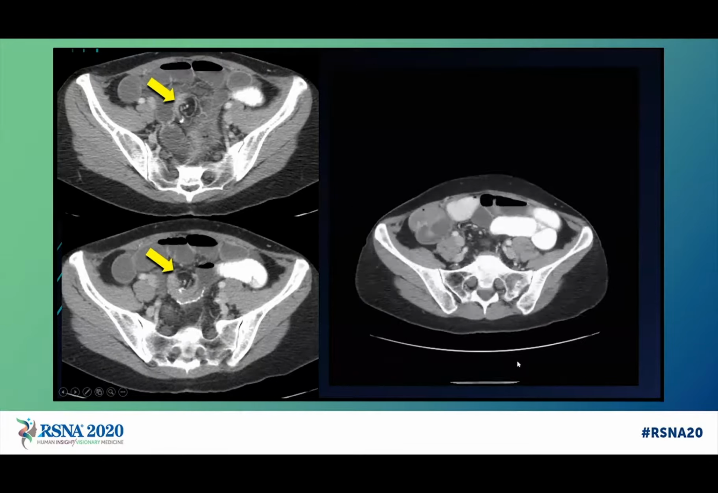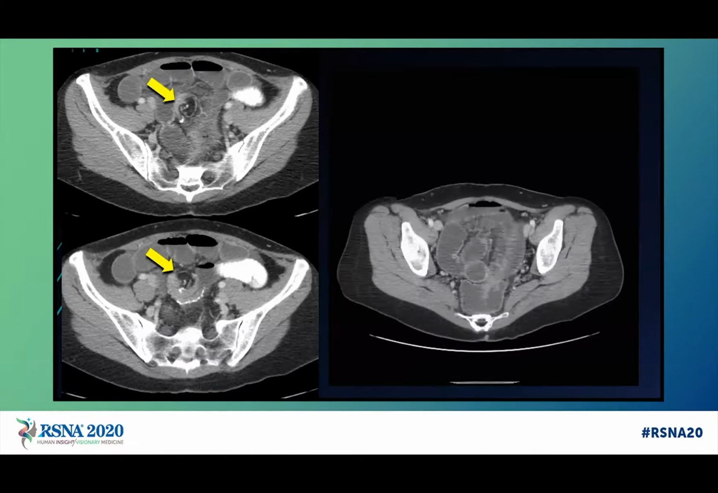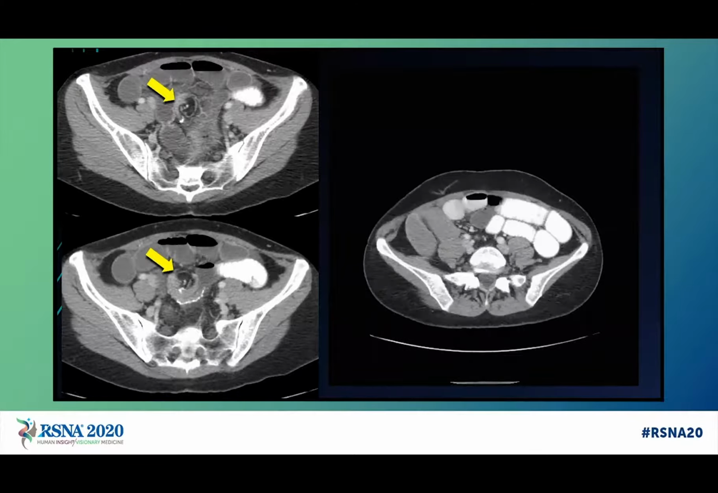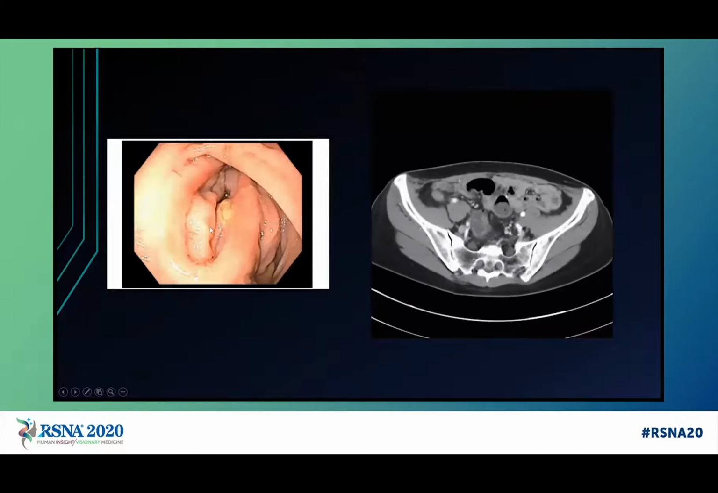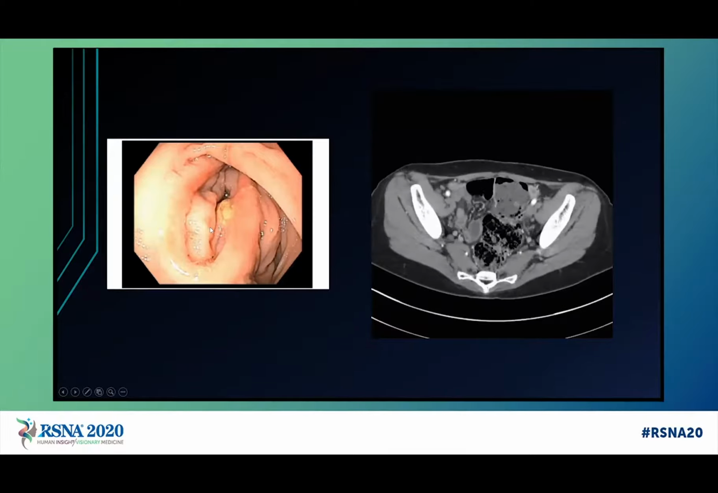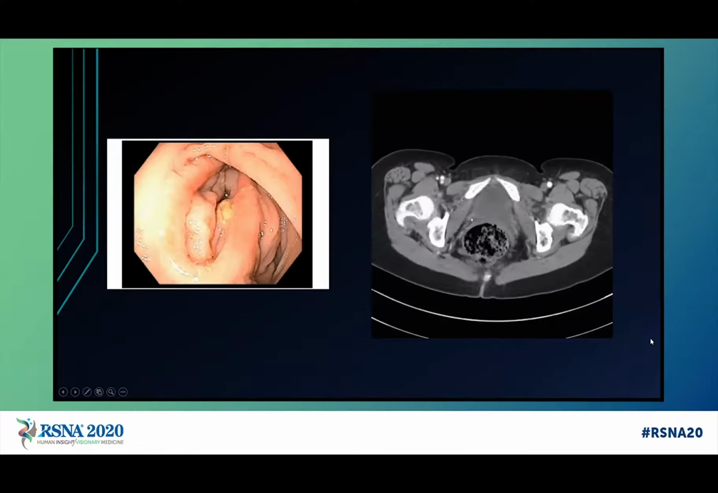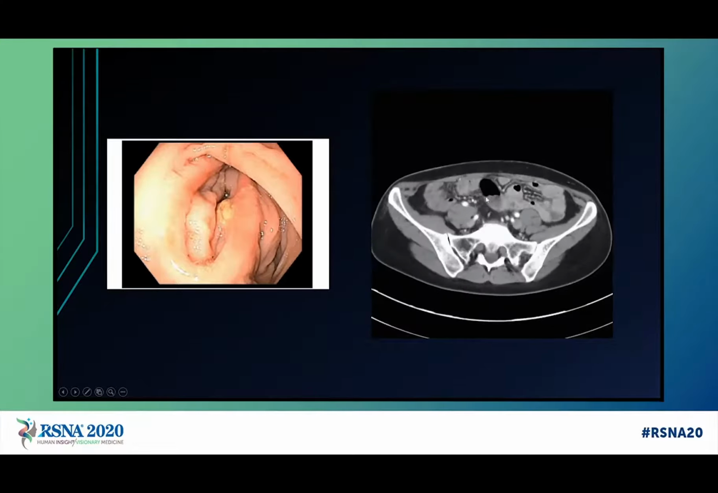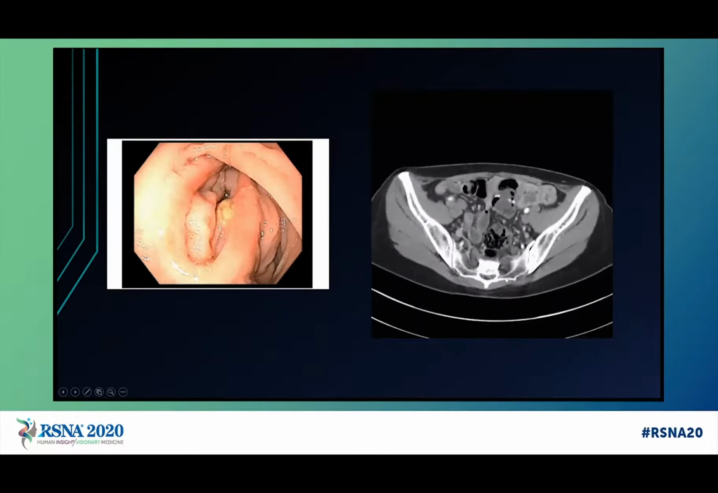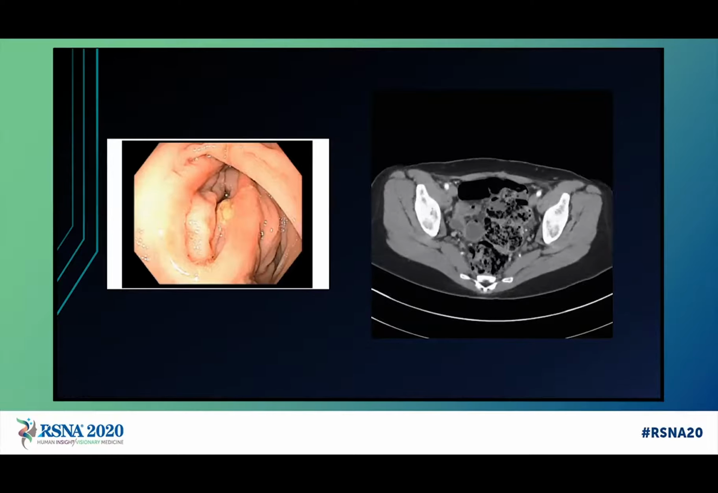They were not deemed a very good operative candidate, and so they decided to pursue endoscopic decompression, which demonstrated the twist that was then decompressed by a tube, and this follow-up CT a week later demonstrates that the volvulus and the obstruction have both resolved after conservative management with decompression.